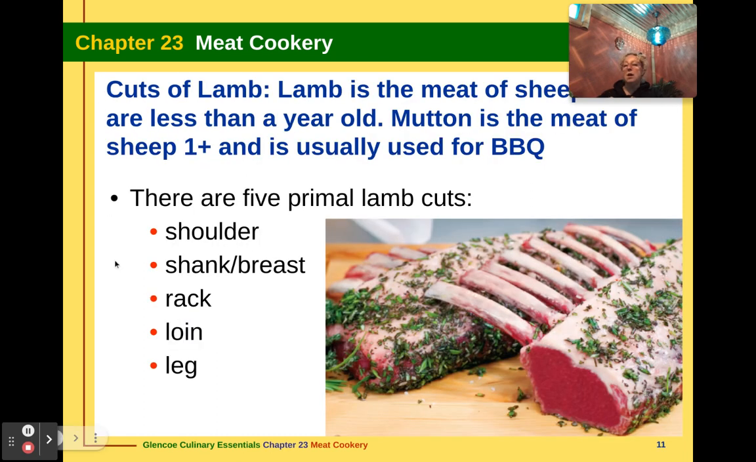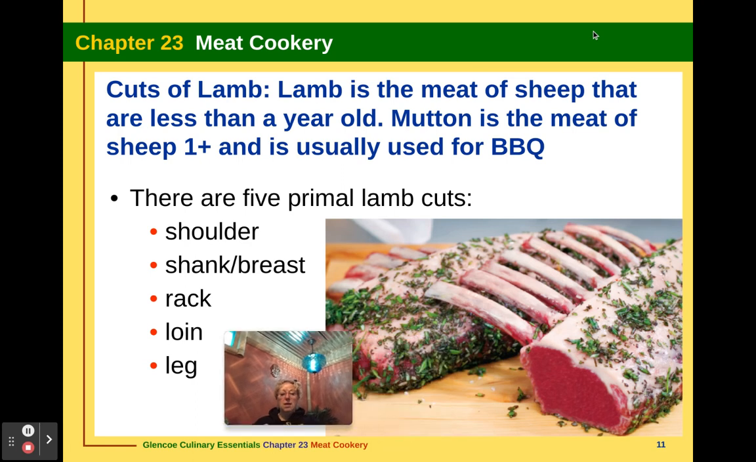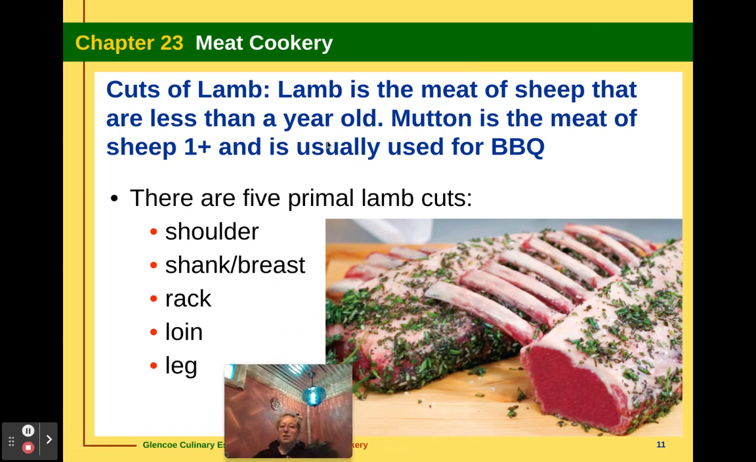So cuts of lamb. Lamb is the meat of the sheep that is less than a year old. Mutton is the meat of the sheep more than a year old. It does get kind of tough, and so typically that is just used for barbecue. Lamb and mutton are red meats like beef. Pork is a white meat, but as a red meat, lamb does have a much different flavor. It's not really what you would refer to as gamey, but it has a different flavor than beef. So you can get the shoulder, shank or breast, rack, loin, and leg.